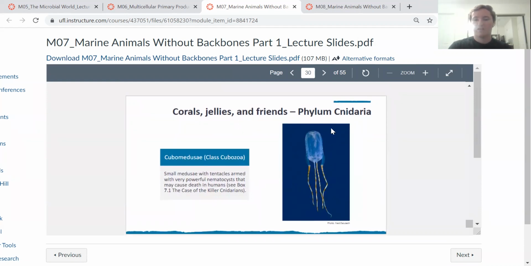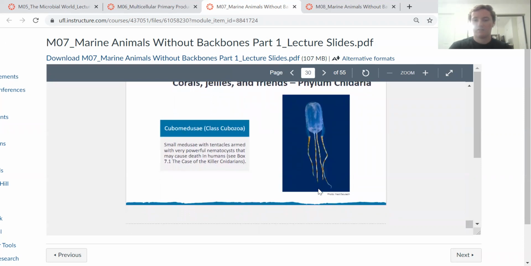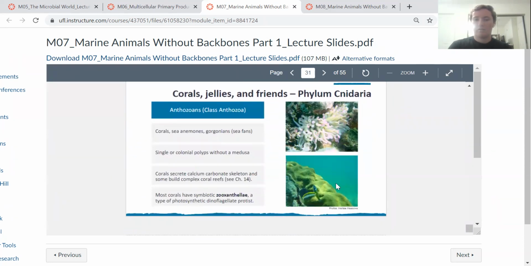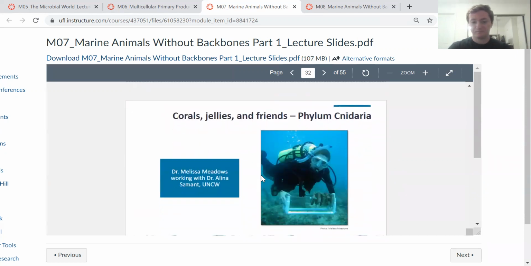Cubomedusae, the box jellies, look like a square box cube, hence the name Cubomedusae. Kind of self-explanatory. They have very powerful stinging cells, nematocysts, so good to know. Anthozoans are corals and sea anemones. Again, they don't have a medusa, so they are only in the polyp stage. A lot of them are colonial, but there are some singular ones. The corals secrete a calcium carbonate skeleton, and they have zooxanthellae, which, if you remember from earlier, are the dinoflagellates in the primary producing section.